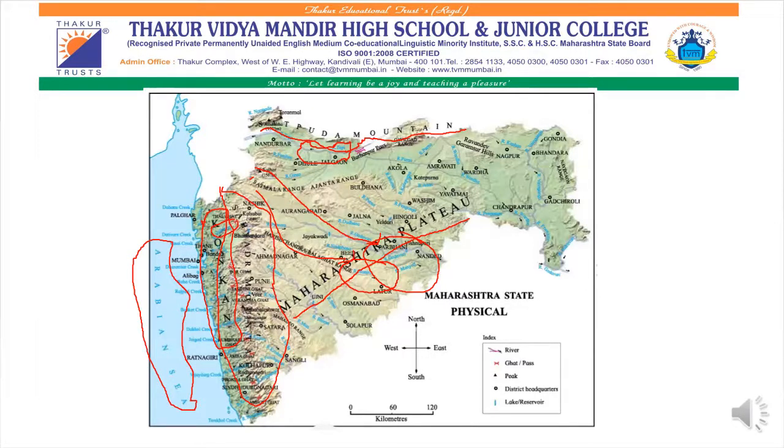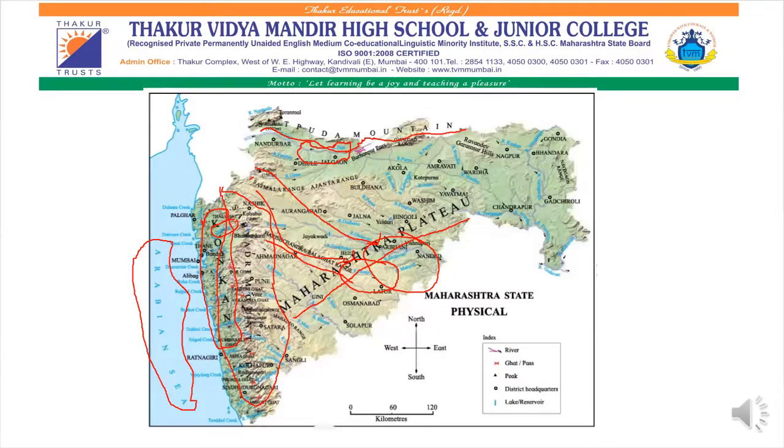Next question is, name the ranges that originate in the Sahyadri mountain and spread to the east. Mahadeva ranges, Satmala ranges, Harishchandra Balaghat ranges. Here you can see the Harishchandra Balaghat ranges, right? All these ranges originate from the Sahyadri mountain.